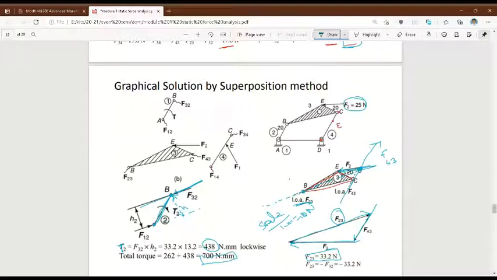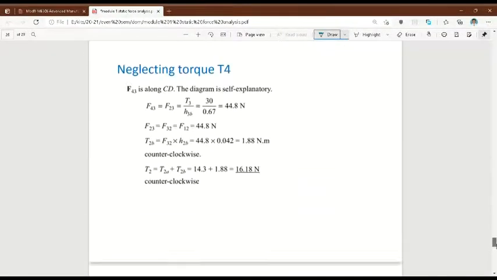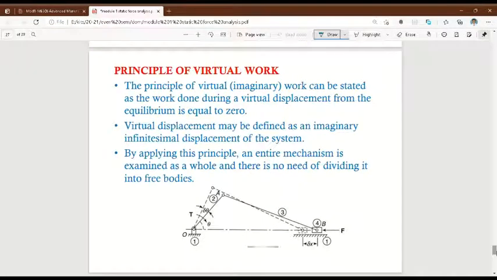With this, we almost completed the first module. Still one more topic is pending, that is the principle of virtual work. Virtual work means, suppose we are applying some forces on the piston. Because of this force, the piston might move a small distance.